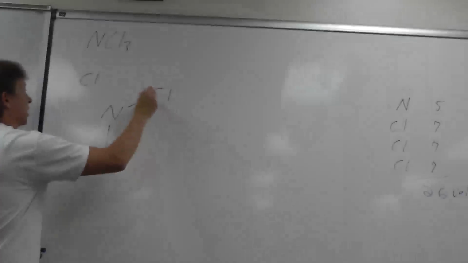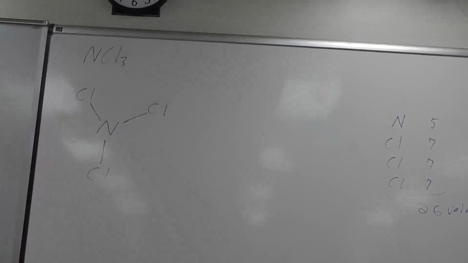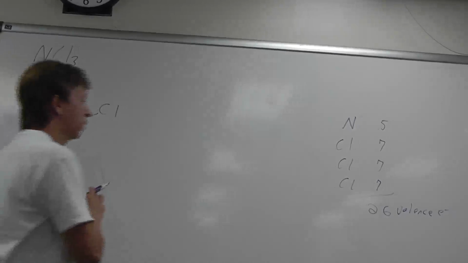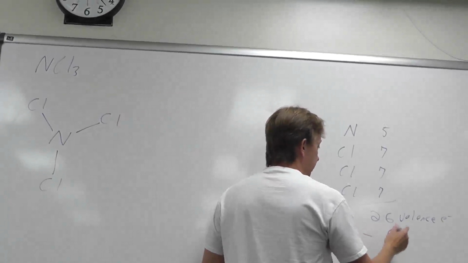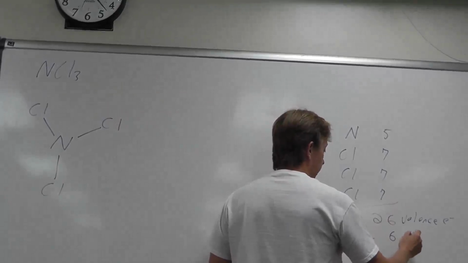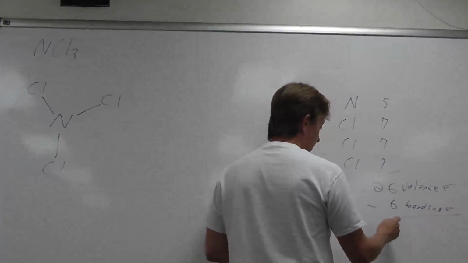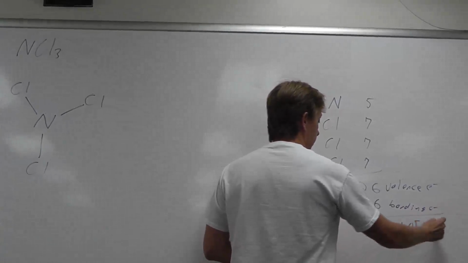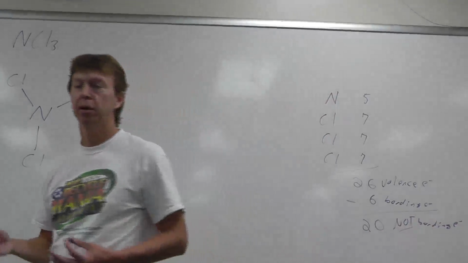Rule number 3 is putting in bonds to connect the perimeter atoms to the center. That would require 3 bonds. And since each bond is a pair of electrons, then that means we've already placed 6 of our 26 electrons, right? So if there's 26 valence electrons, and 6 of those are bonding, then that kind of implies that the other 20 are not bonding. That's your only options. They're either bonding or they're not.